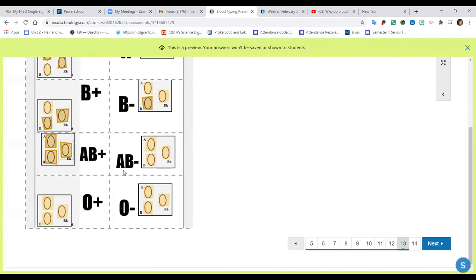How about AB negative? Very good. Yes, just the A and the B. Why? Because it's negative, so the orange will look liquidy. The A and the B will be clumpy. Okay, you could tell the difference, really. You can really tell the difference.